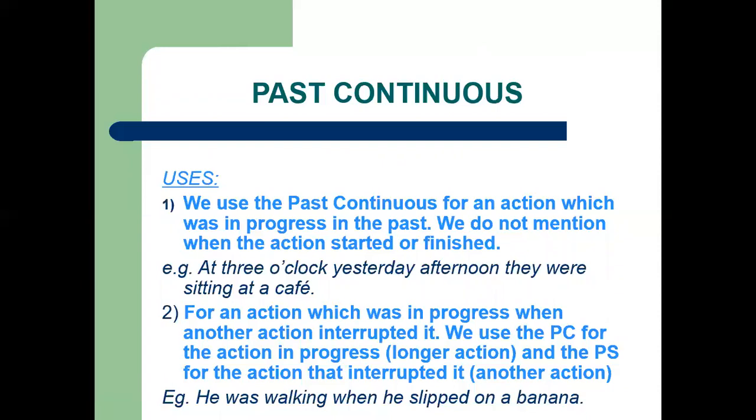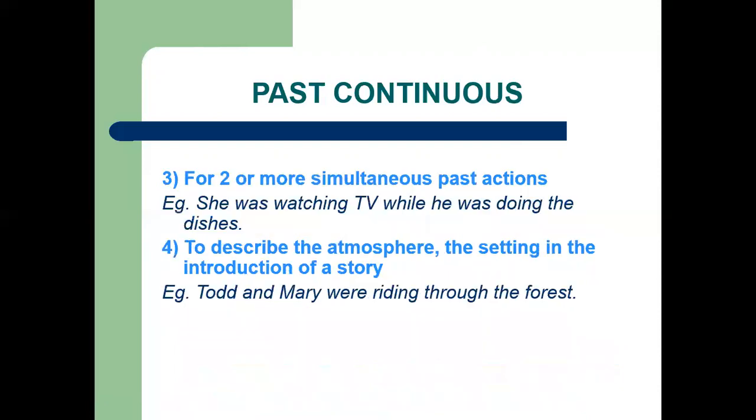For an action which was in progress when another action interrupted it, of course we use the past continuous for the action in progress and the past simple for the action that interrupted the other one. He was walking when he slipped on a banana. For 2 simultaneous past actions: she was watching TV while he was doing the dishes. So the idea here is that you can use while to express simultaneity.